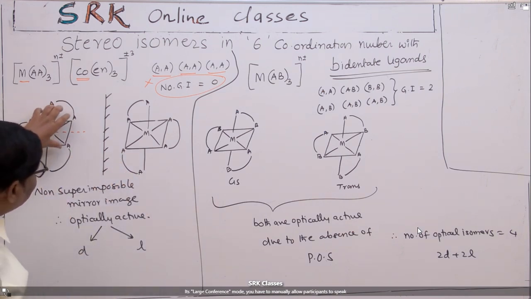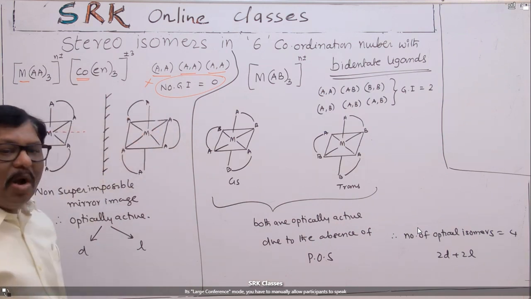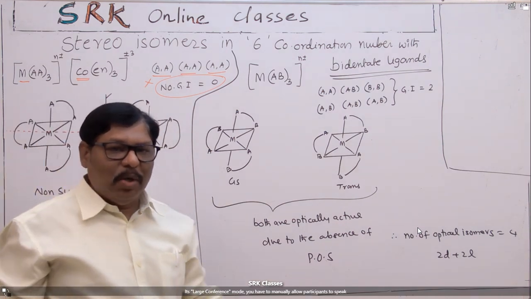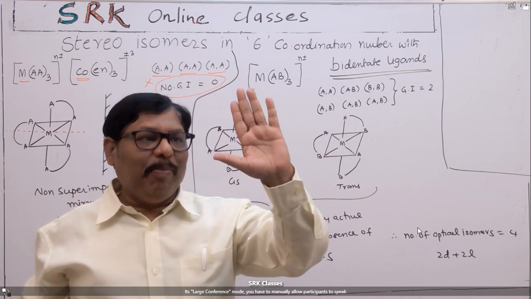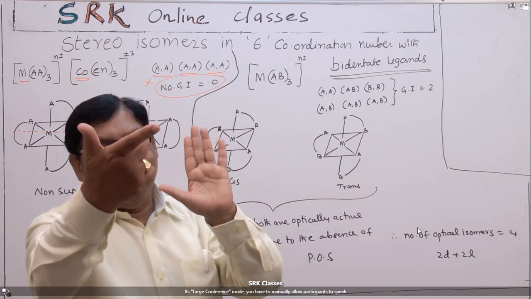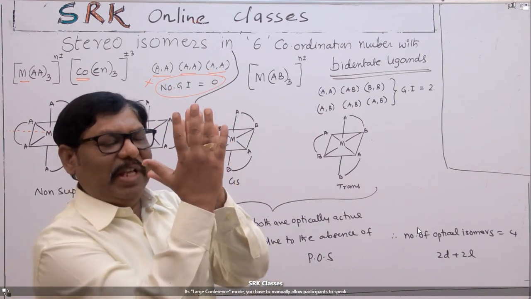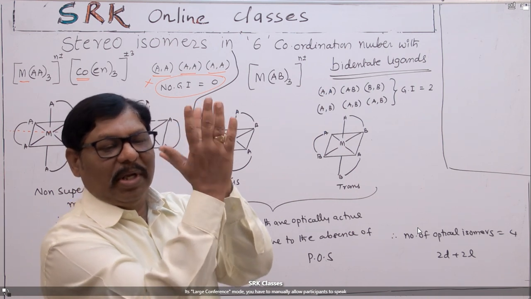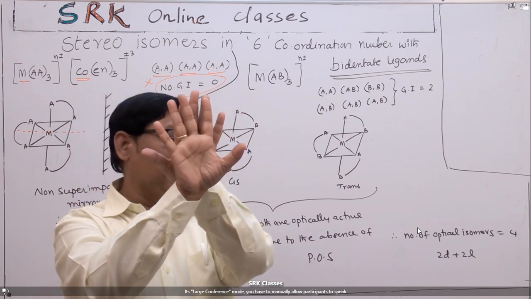If I place this molecule over this one, they are not superimposable. I think everybody knows this is one-handed. If I place it in front of a mirror, it has its mirror image. If these two are like this, superimposable. If these two are like this, non-superimposable.